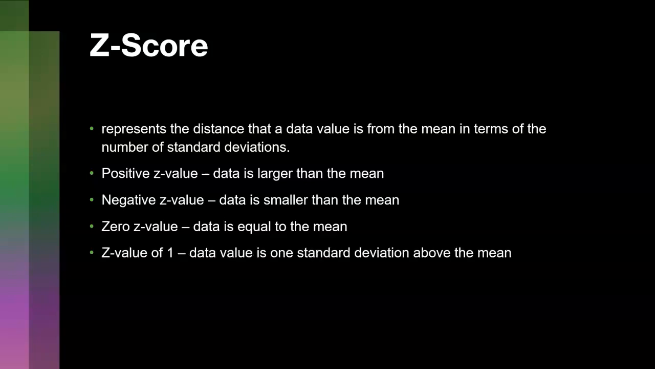So for example, if we have a z-value of 1, that means that our data value is 1 standard deviation above the mean. If it was a z-value of 2, that would mean that our data value is 2 standard deviations above the mean. If it was a z-value of 3, that would mean that it's 3 standard deviations above the mean. Now, if the z-value is negative 1, that means that our data value is 1 standard deviation below the mean, and if it's negative 2, the data value is 2 standard deviations below the mean. So if it's positive, it's above the mean, and if it's negative, it's below the mean.